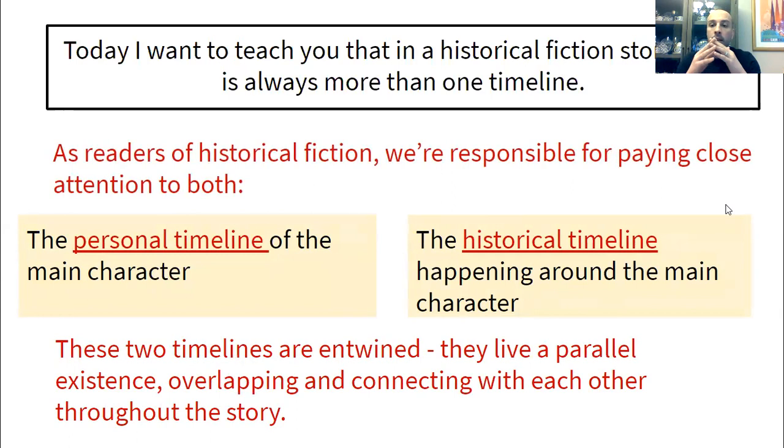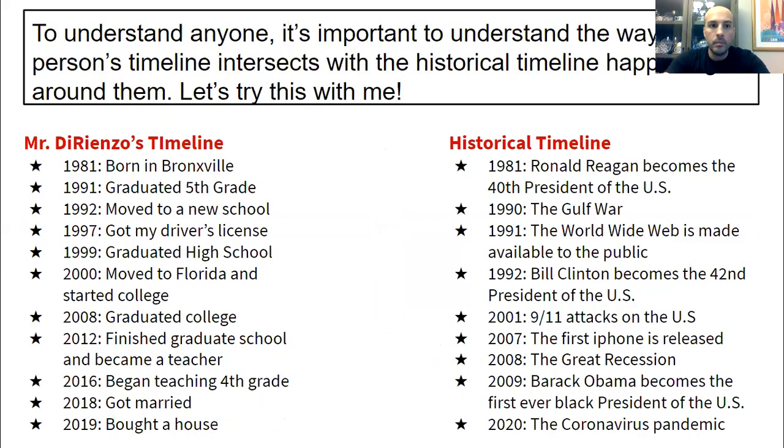Okay, they live a parallel existence and they also overlap and connect with each other throughout the entire story. Each impacts the other's outcome. So to understand anyone, it's important to understand the way that that person's timelines intersect. It's important to understand how that person's personal timeline intersects with the historical timeline happening around them.